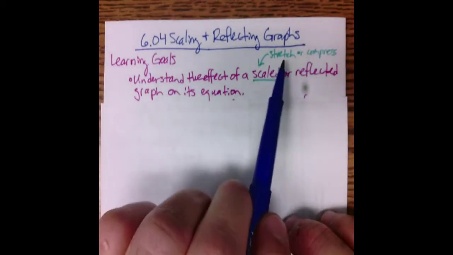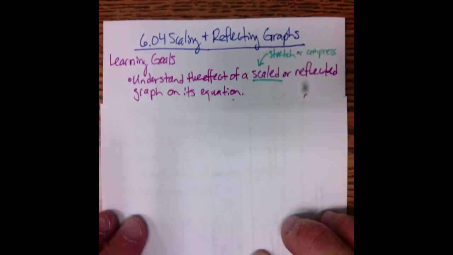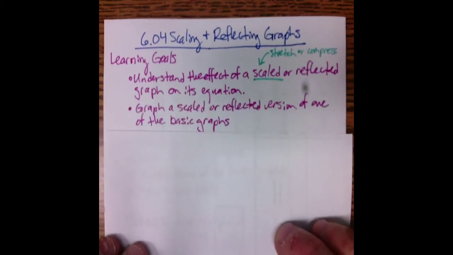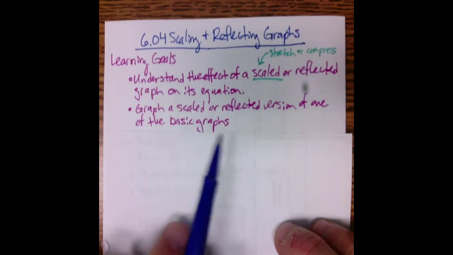Now when I say scaled, remember we've talked in terms of stretches and compressions in the past. So those are both versions of scaling, essentially making it longer or shorter in the vertical or horizontal direction. And then actually sketching the graph of scaled or reflected versions of the basic graphs.